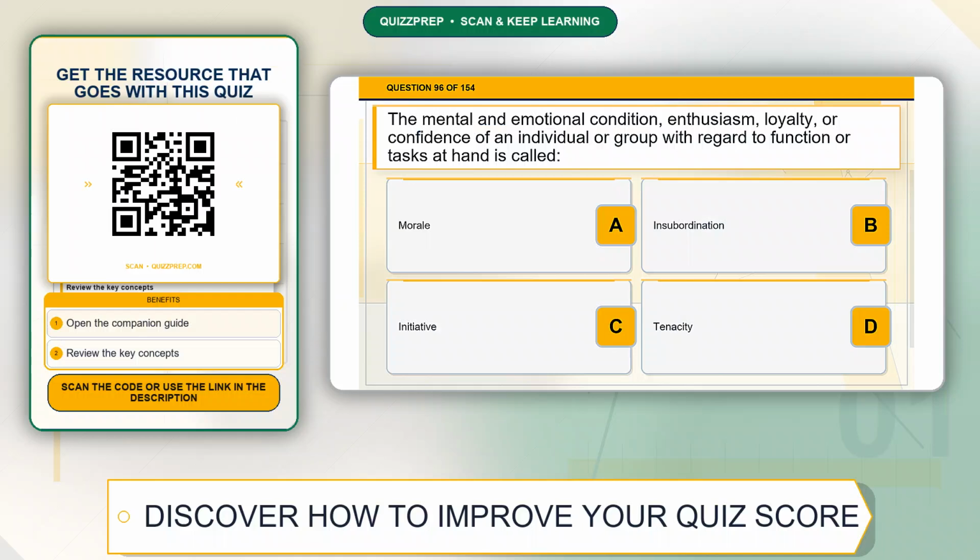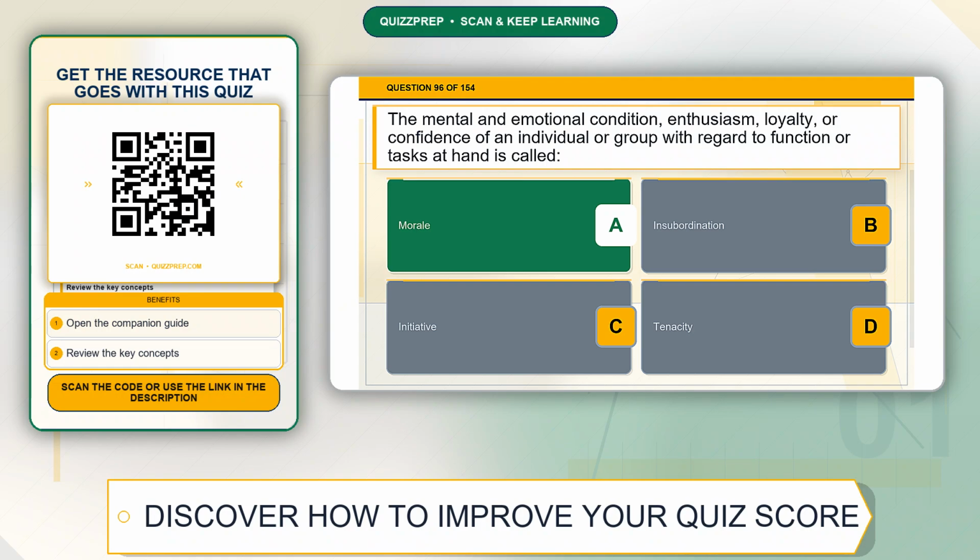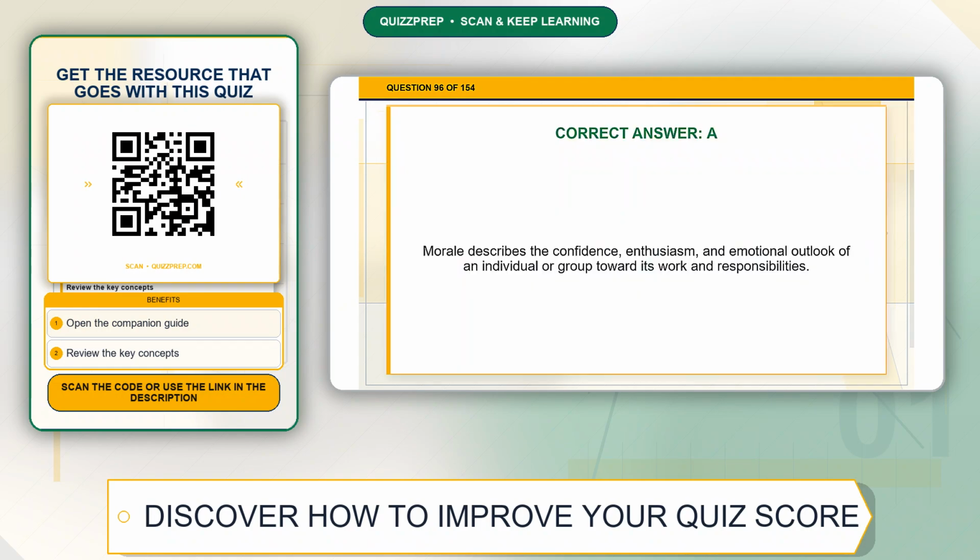Question 96. The mental and emotional condition, enthusiasm, loyalty, or confidence of an individual or group with regard to function or tasks at hand is called: Option A, morale. Option B, insubordination. Option C, initiative. Option D, tenacity. The correct answer is option A, morale. Explanation. Morale describes the confidence, enthusiasm, and emotional outlook of an individual or group toward its work and responsibilities.